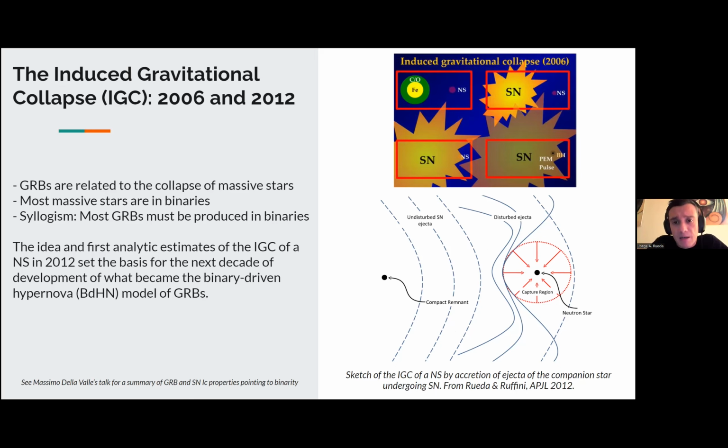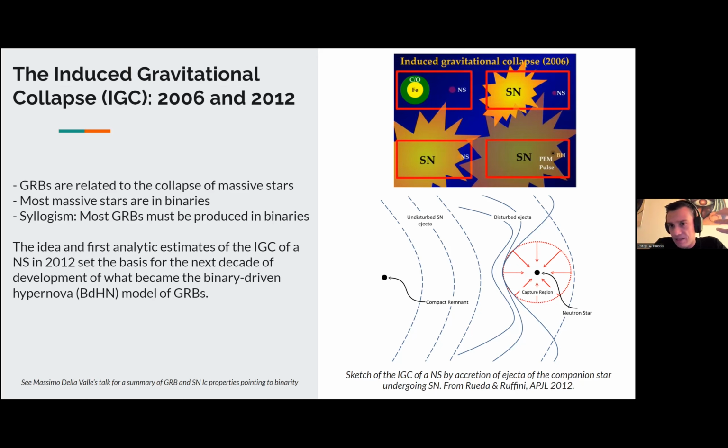A neutron star can increase its mass and angular momentum, and eventually can reach the critical mass for gravitational collapse and form a black hole. And this process, this black hole formation, is what triggers all the next events, the next episodes that explain the GRB. But actually the picture is more complex.